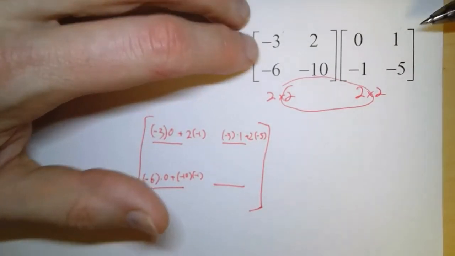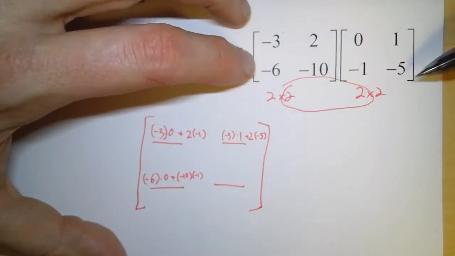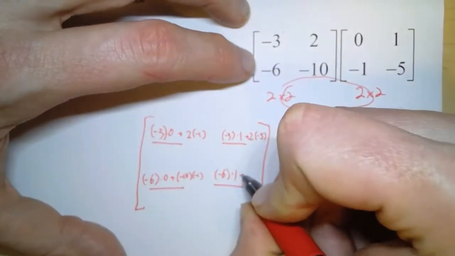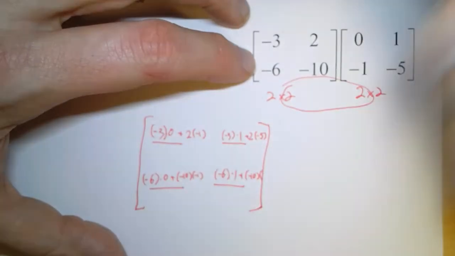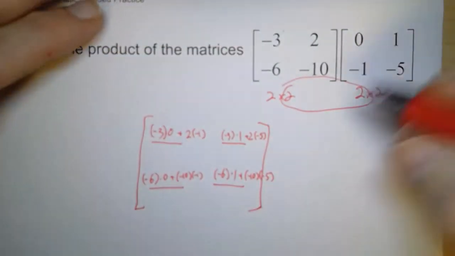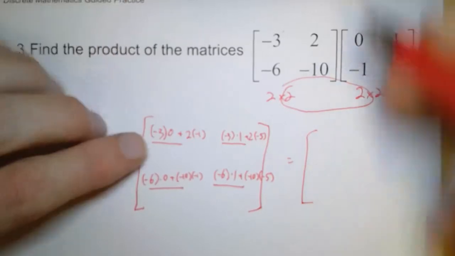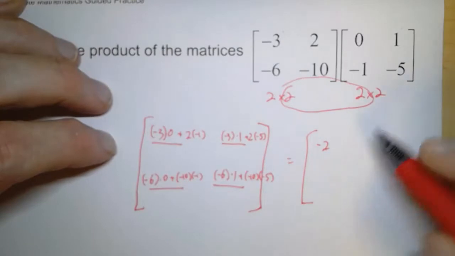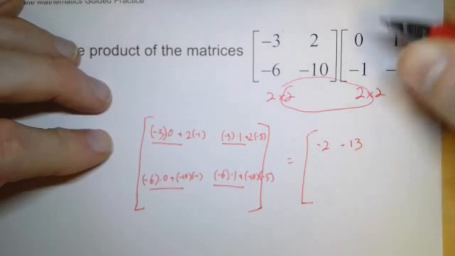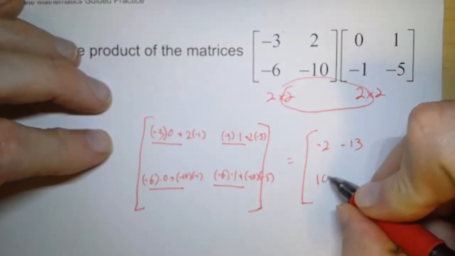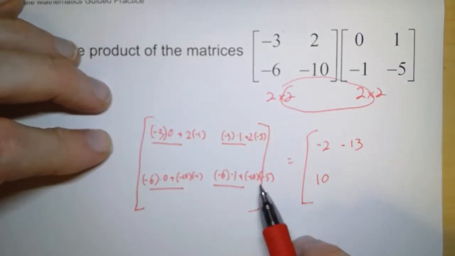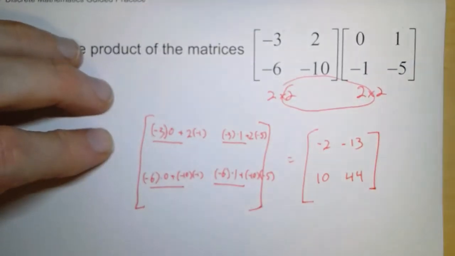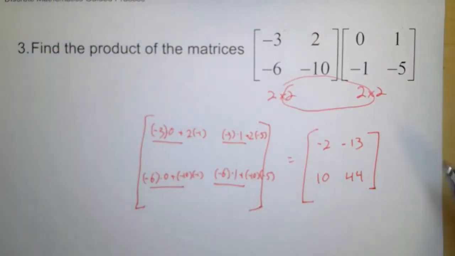And then I multiply this row by this column to fill in the last one. Negative 6 times 1 plus negative 10 times negative 5. So now when I simplify this, I have 0 and negative 2, negative 3 and negative 10, so negative 13, 0 and positive 10, and negative 6 and positive 50, so that's 44. So here is our resulting 2 by 2 matrix product.